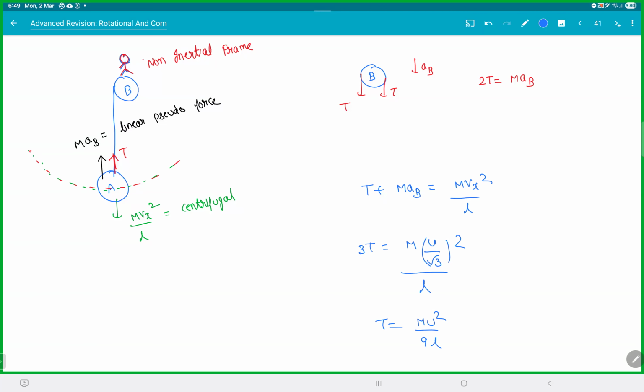Are you clear with this? If you want to use centrifugal force, it should go in a circle. The only person who thinks you're going in a circle is B. But the moment you go and stand on B, it's a non-inertial frame. You have to apply pseudo force. Is the idea clear? No, something better. We can do even better than this.